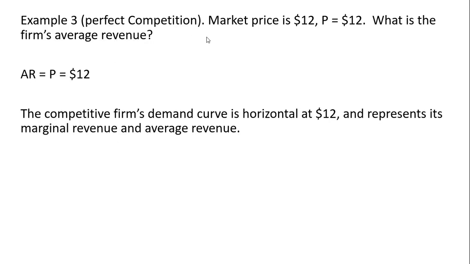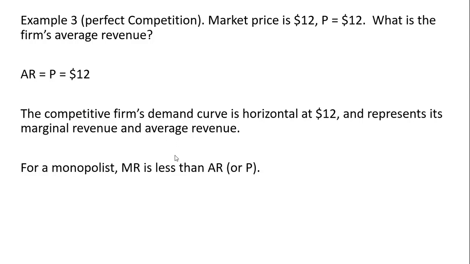Example 3, perfect competition. Market price is $12. So the equilibrium price here, P, is $12. What is the firm's average revenue? So average revenue equals price. It's just $12, a constant. And you'll note here that for a competitive firm, the demand curve is horizontal at the equilibrium price, and that also represents marginal revenue. And as we just shown here, the demand also represents average revenue.